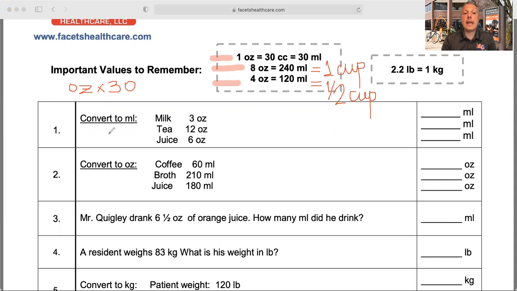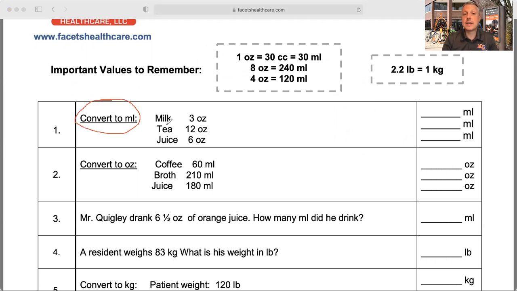And if I have a cup, I would want to multiply the cup, whatever the amount might be, half a cup, 1/4 of a cup, I want to multiply that by 240 to get to my milliliters, and then we add them together here. So with that said, let's try our first example, which is talking about converting and adding all these things together.